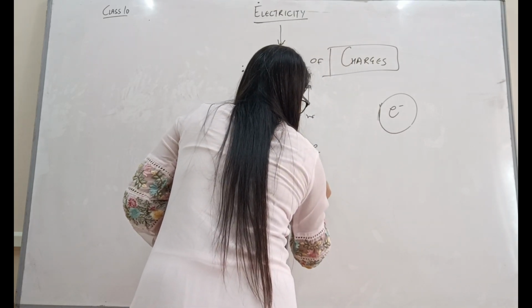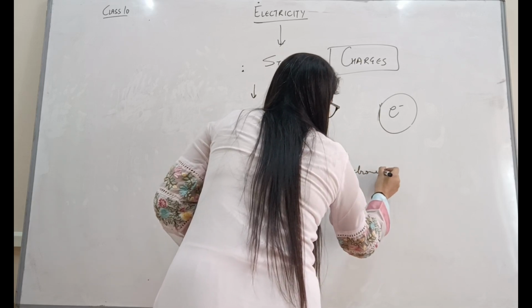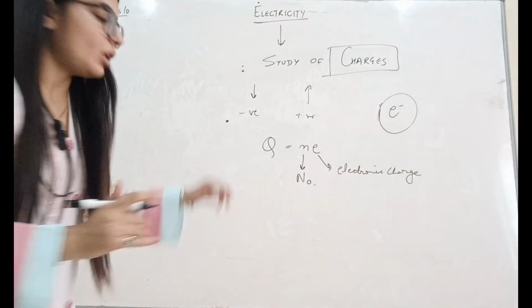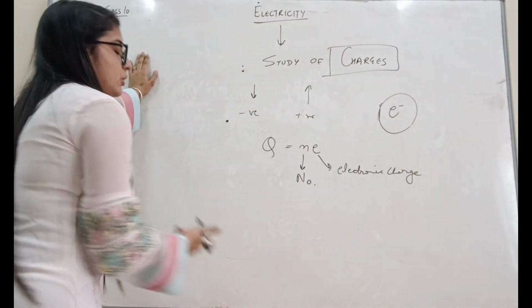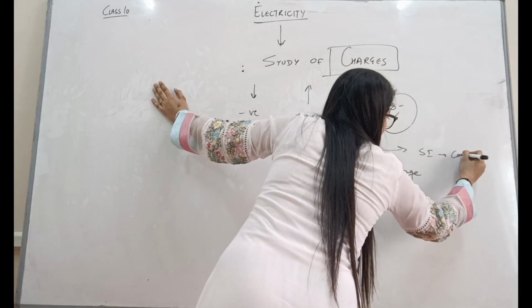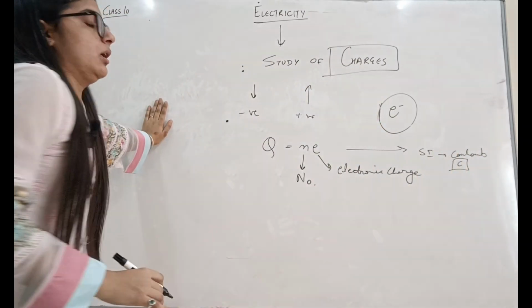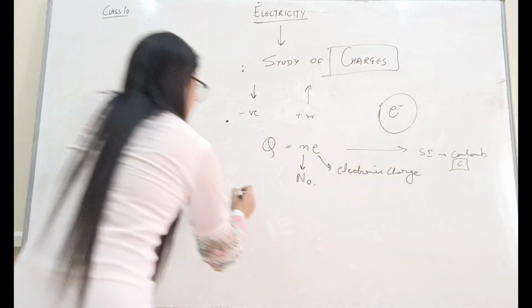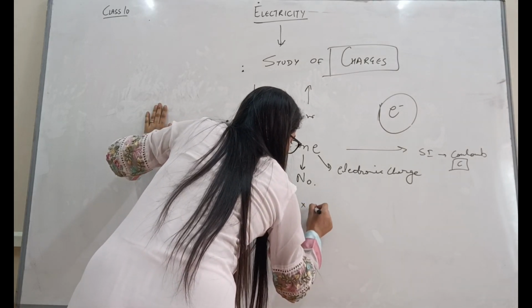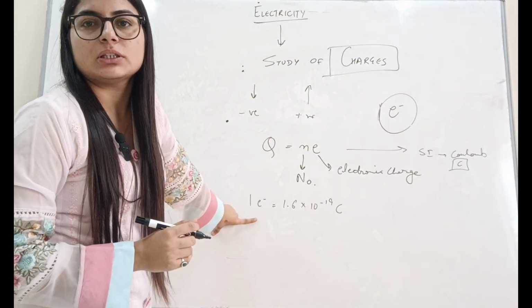N is number and E is electronic charge. What is the value of E? We all know, the SI unit of charge is the coulomb, represented by C. One electronic charge is 1.6 into 10 to the power minus 19 coulombs. One electron has this much charge.